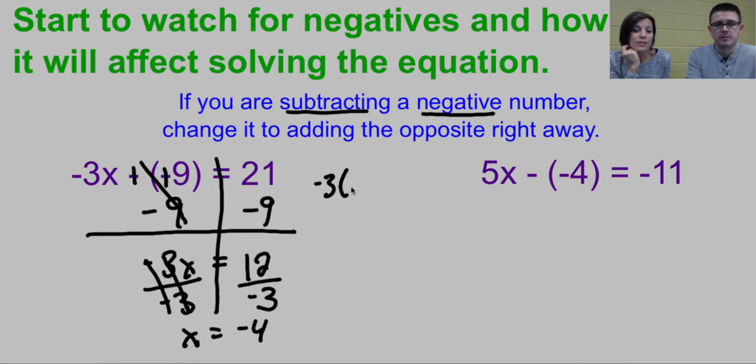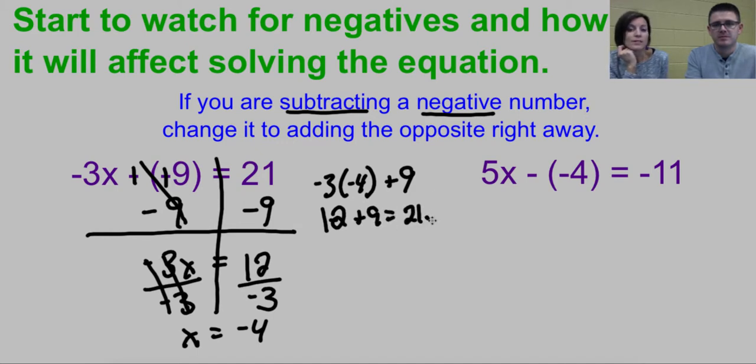So rewriting: negative 3 times a negative 4 plus 9 is equal to 21. So that does give us positive 12, plus 9, which does indeed give us 21.